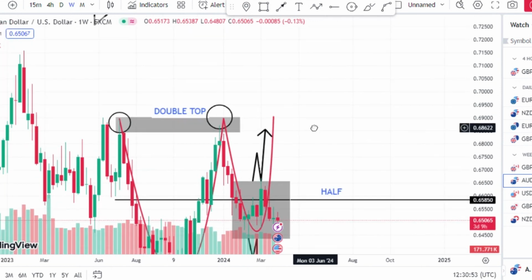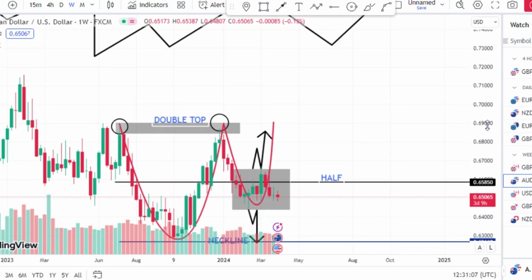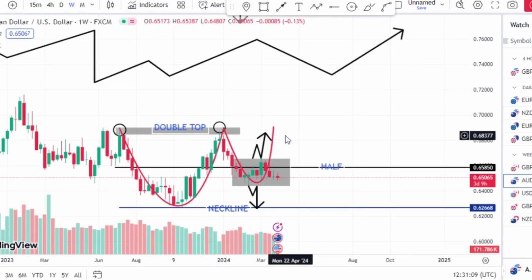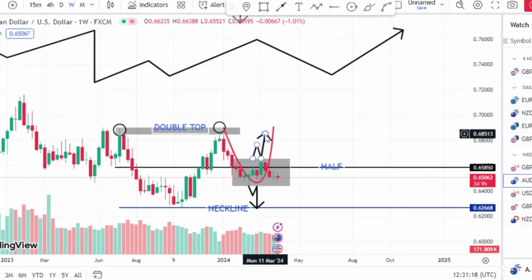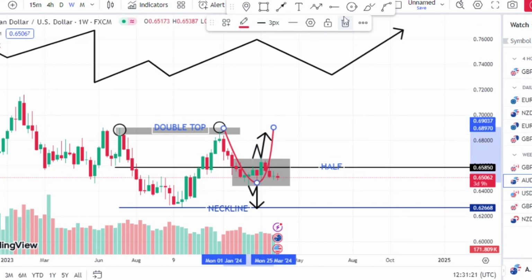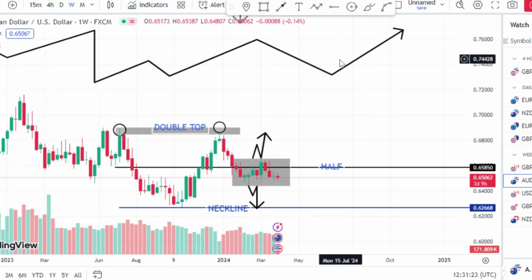And what will it create? It creates a cup and handle. Now this is the cup, and this one is the handle. When it does that, what do you think will happen to this market? This market will move in the same direction that it had gone before. But that is a topic for another day. I wanted you to understand what I'm seeing on AUDUSD. So it will be quite tricky, and that is my analysis.